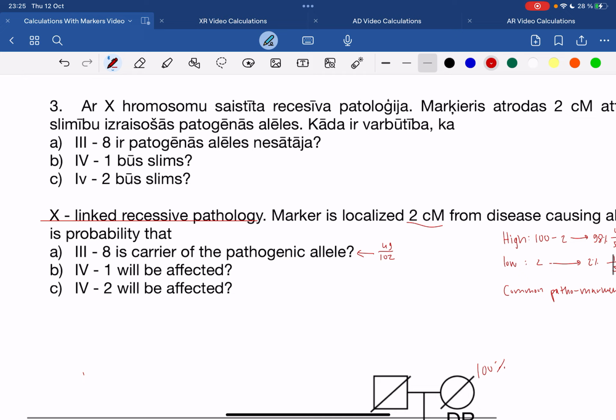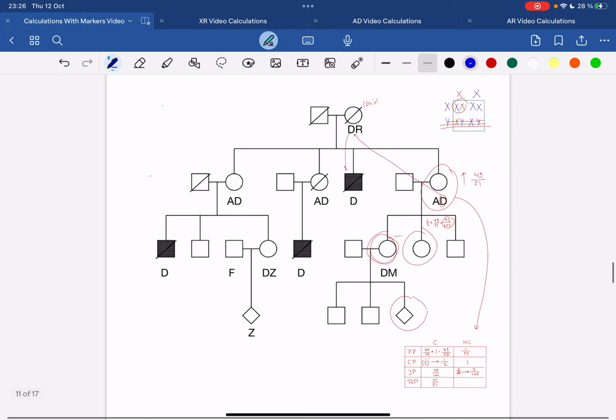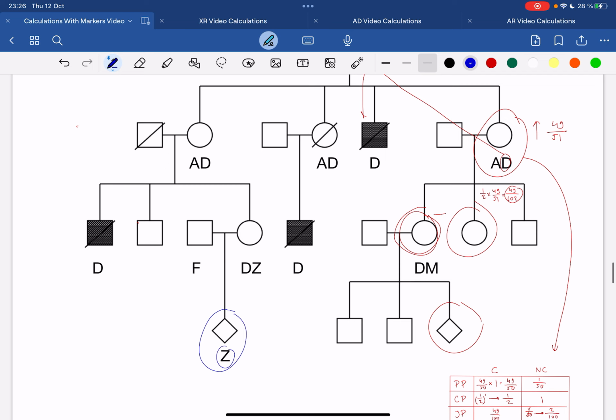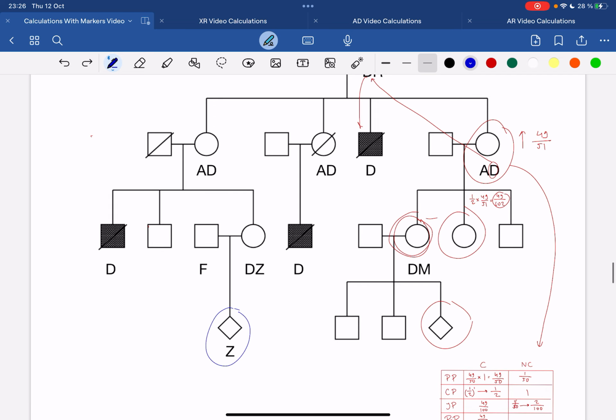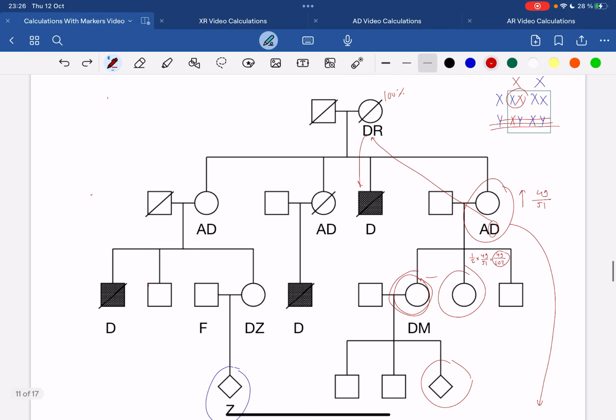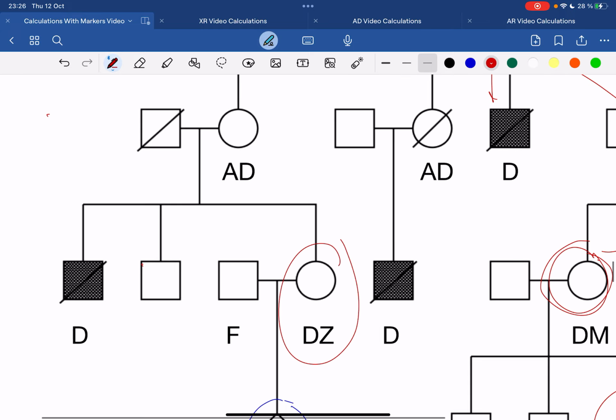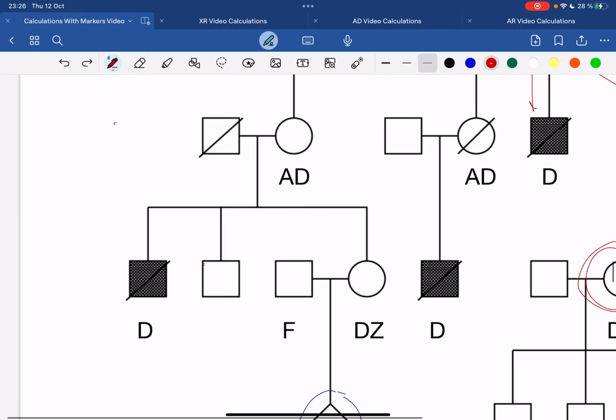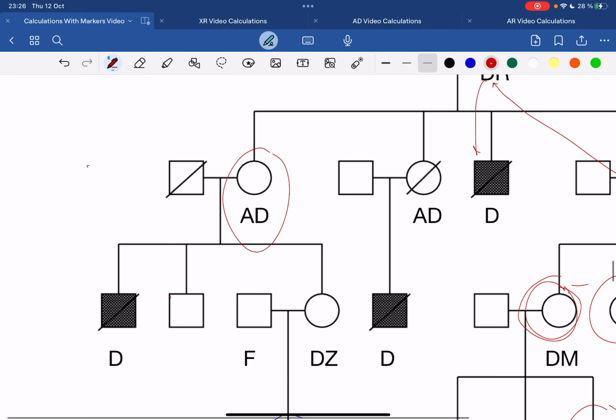Next up, what is the chance for 1 to be affected? And that for 1 is right here. So for 1, we know that he got a Z from his mom. But again, crossing over could have happened. So let's start with knowing what is the chance for the mom to be a carrier. And her mom is 100% a carrier. Why? Because she has an affected child here.